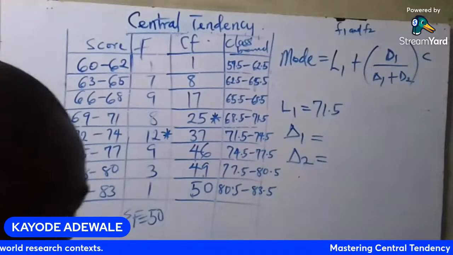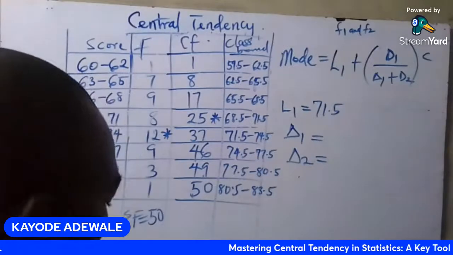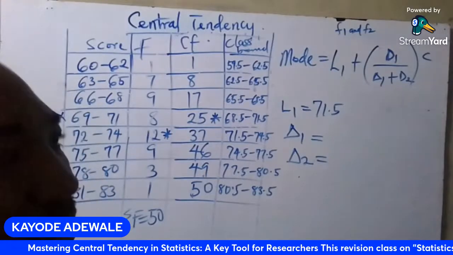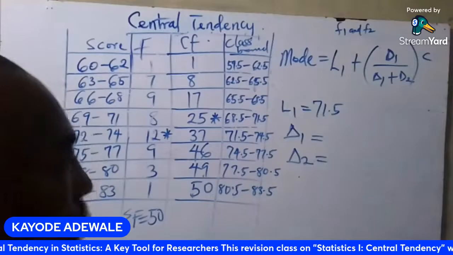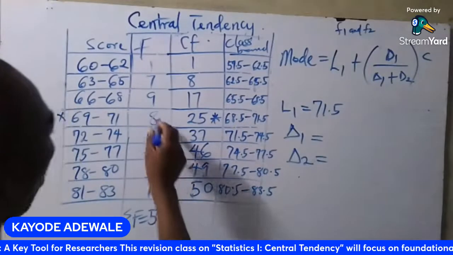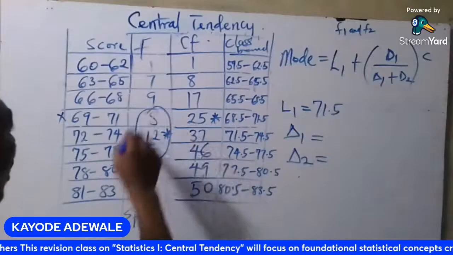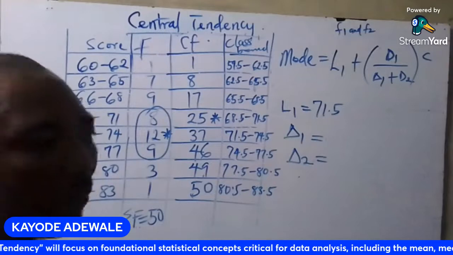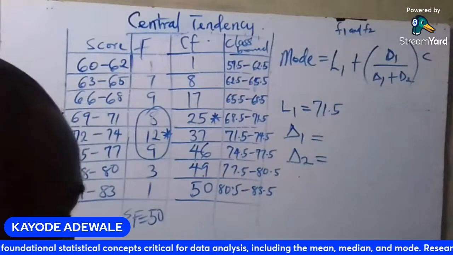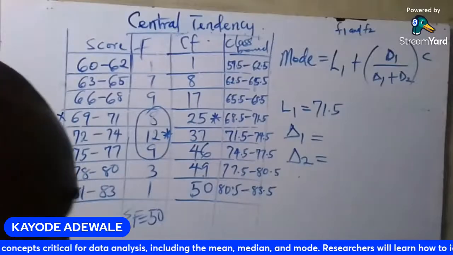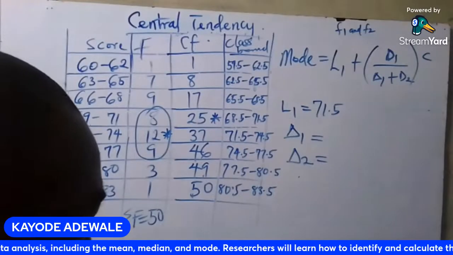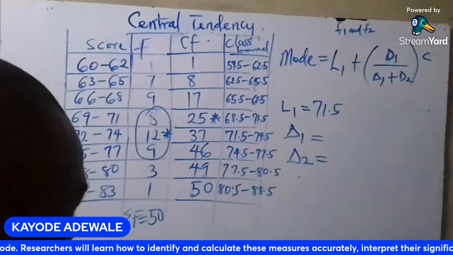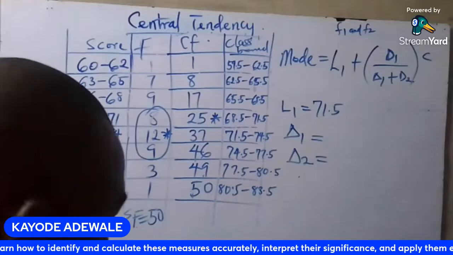D1 is the difference between the modal frequency and the frequency of the next lower class. So everything you are going to work on here is within the frequency before and the frequency after, for both your D1 and D2. So your D1 is going to be the difference between the modal class frequency and the frequency of the next lower.